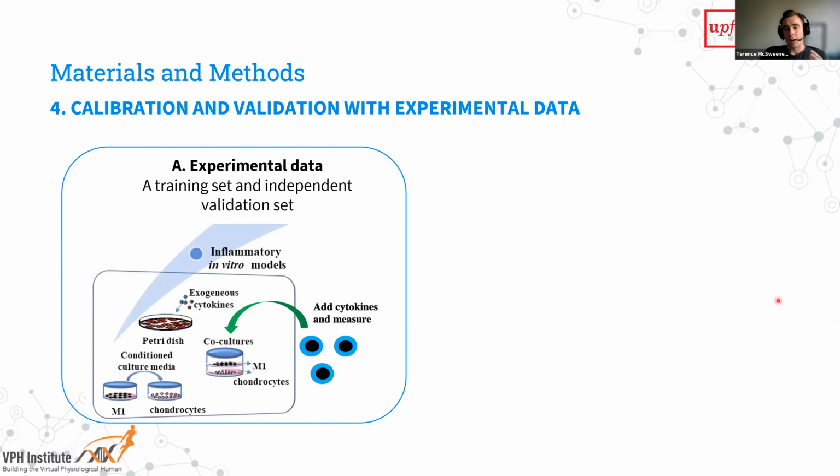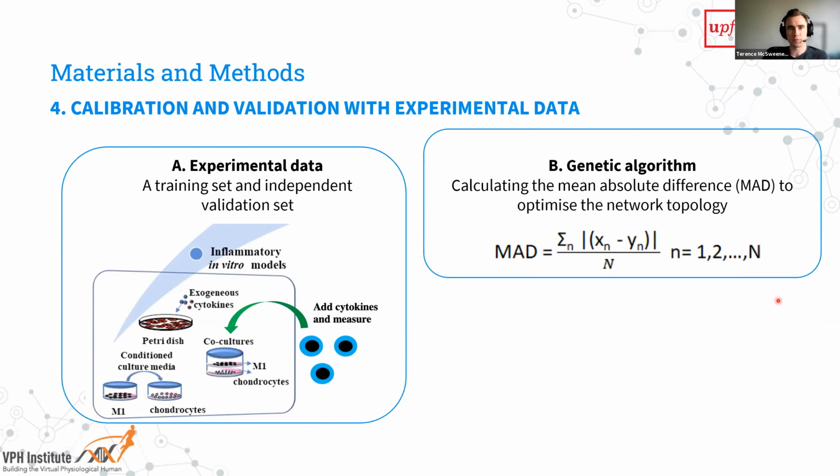The second step after that has been done is to calibrate and validate this using actual experimental data, collected from real chondrocytes and stimulated with various cytokines or other mediators. A genetic algorithm is used as an optimizing function based on the mean absolute difference to optimize the topology of the network, both for a training set and then an independent validation set, although we use a slightly modified version of the genetic algorithm, which is shown here. It's just a summing of those errors, mean absolute difference.